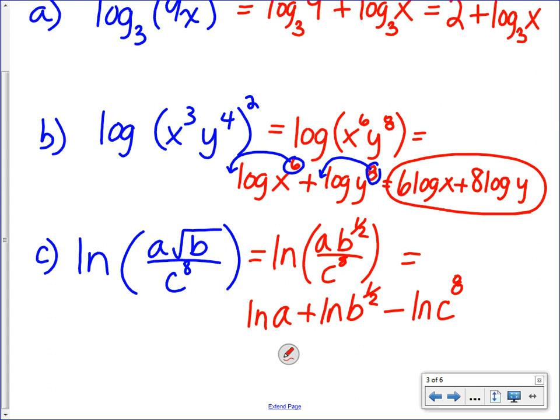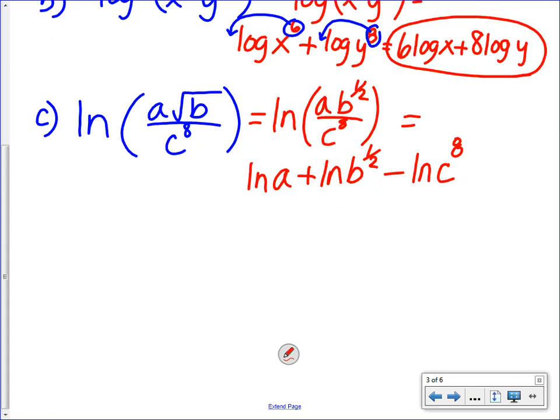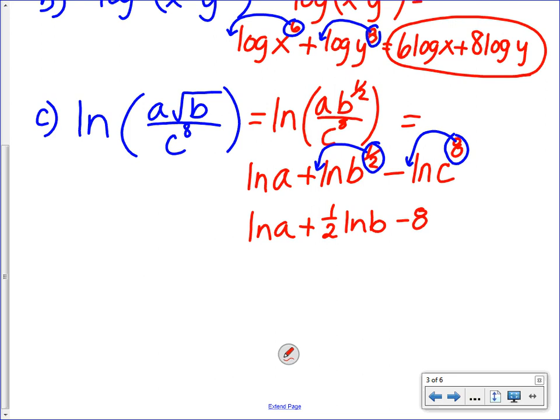All right, and then the last thing we can do is move the exponents down in front and multiply them by the logarithm. So in the end we get natural log of a plus 1/2 times natural log of b minus 8 times the natural log of c.